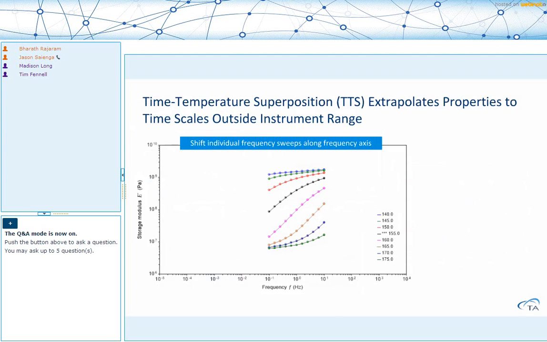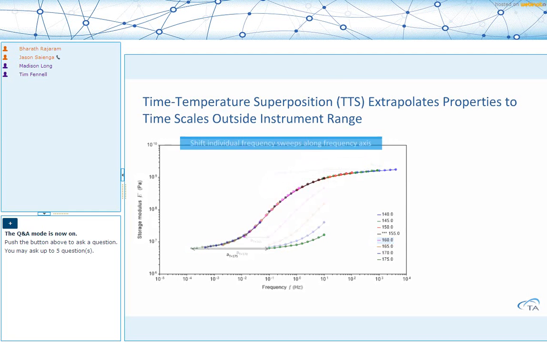The second tool that we look at is time temperature superposition. And what this does is it allows us to extrapolate properties to timescales that are outside the instrument's range. This works by taking a series of frequency sweeps at different temperatures, and we start by shifting the frequency sweeps along the frequency axis to get an overlay between one temperature and the next. This demonstration here is showing this for storage modulus, but the same principles can also be applied for complex viscosity.